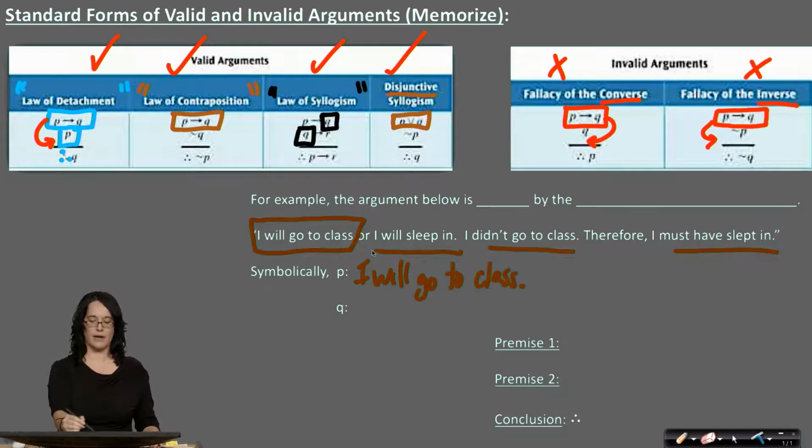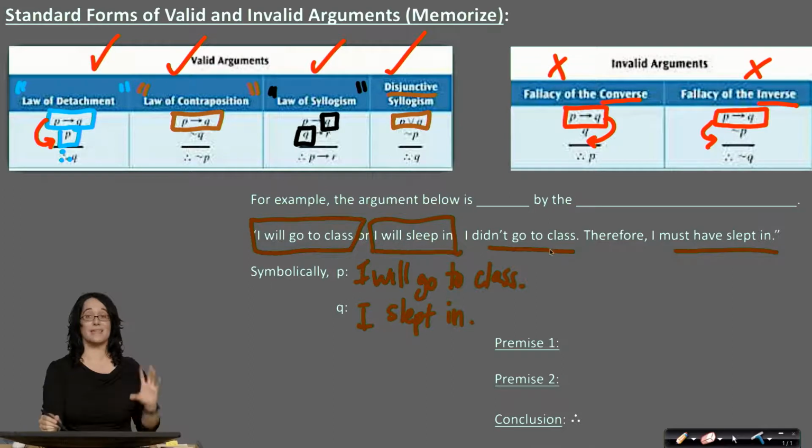And Q would be sleeping in. I will sleep in, or I slept in. The tense doesn't really matter here when you're identifying it. More of what is the basic verb happening, sleeping. I slept in. Okay. Notice we repeat the same verb here. I did not go to class. It's just negation of P. So that's already understood. And I must have slept in. That's the same as sleeping in.